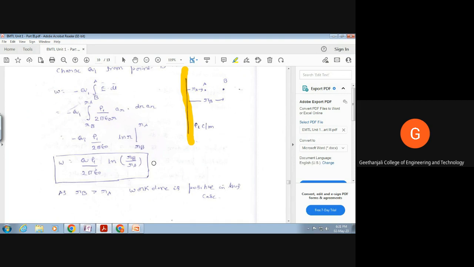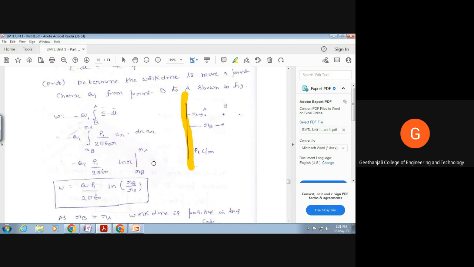Why the value of W is positive? Because electric field intensity is acting in this direction and we are trying to move this point charge of Q1 coulombs from point B to point A against the direction of electric field. Naturally, we need to spend some energy in order to move the point charge of Q1 coulombs from point B to point A. So energy must be spent by the external source to move this point charge because we are trying to move the point charge against the direction of electric field.